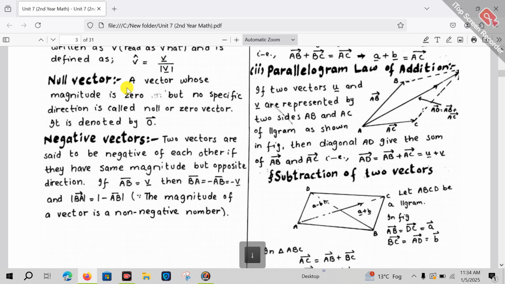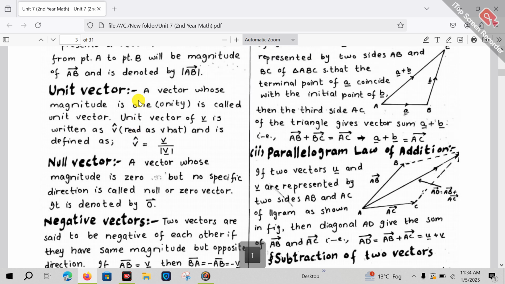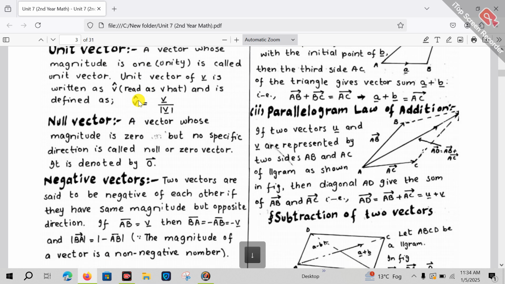Next, we discuss the concept of a null vector. So a null vector is a vector whose magnitude is 0. So how can we tell whether a vector is a null vector or not? The simple formula is that we will take its magnitude. If the magnitude of a vector is equal to 0, then it is called a null vector. It is denoted by O with an arrow. This is our null vector.